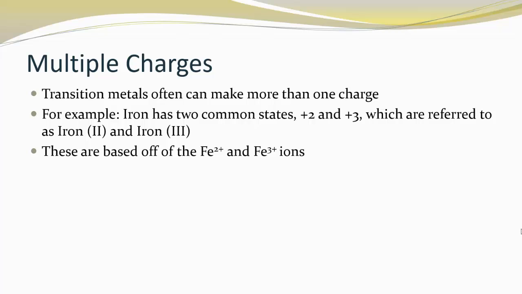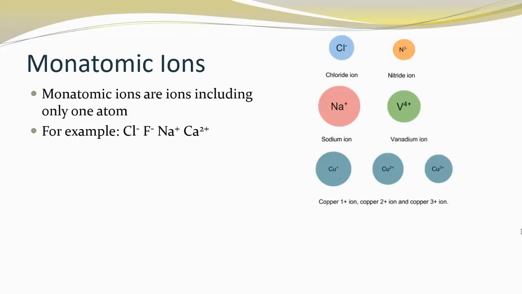Some elements kind of break this rule to a degree because the transition metals are weird. They have the ability to make different charges. Sometimes those are called oxidation states. And an example of that is iron, which is 2 and 3, based off of the plus 2 and the plus 3.